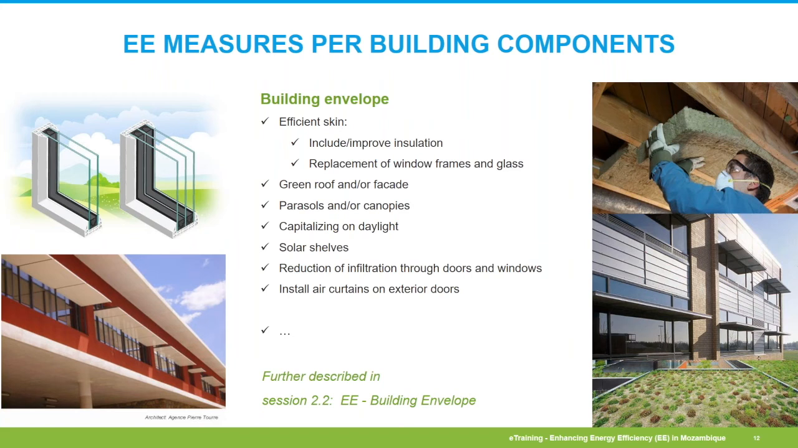This also includes the replacement of the windows and doors so that the heat or cold does not escape through these openings. In the cases where the building is located in warmer weather conditions, envelope systems such as green roofs or facades or canopies, parasols, can minimize the solar heat gain and therefore reduce the demand for cooling. But regardless of the temperature, it is important to also capitalize on daylight to save energy. This is achieved through the orientation of the building, also with solar shelves or mirror ducts, as can be seen in the images to the bottom right of the slide.